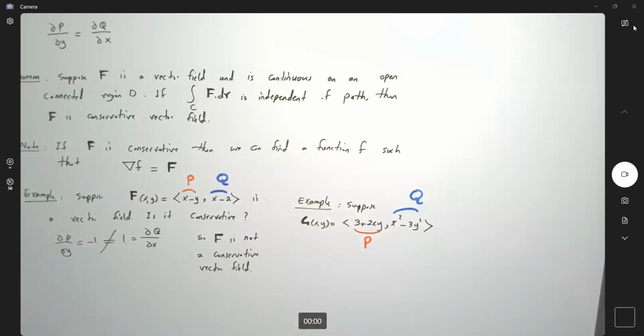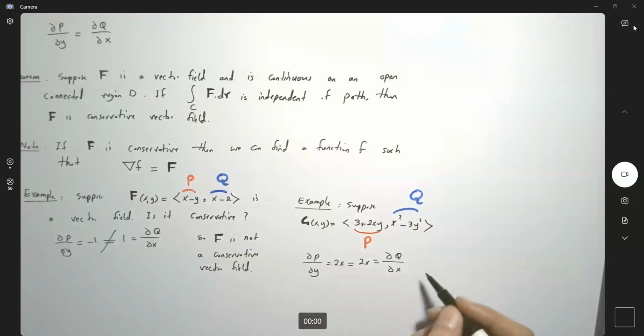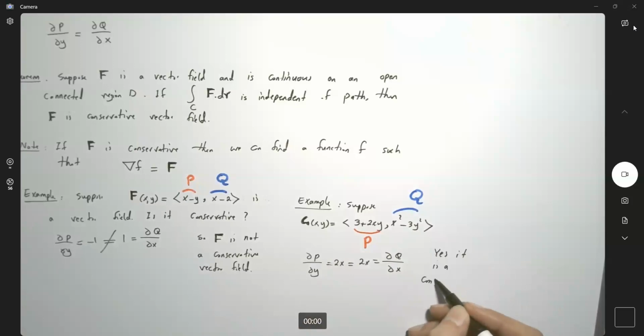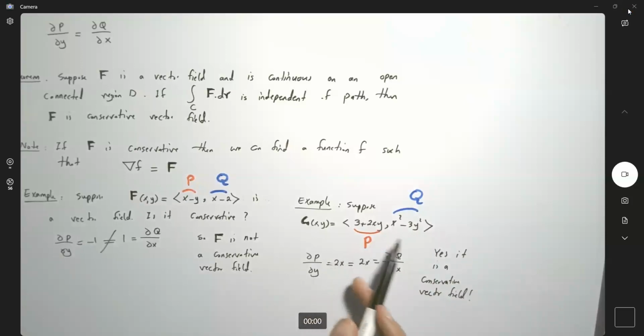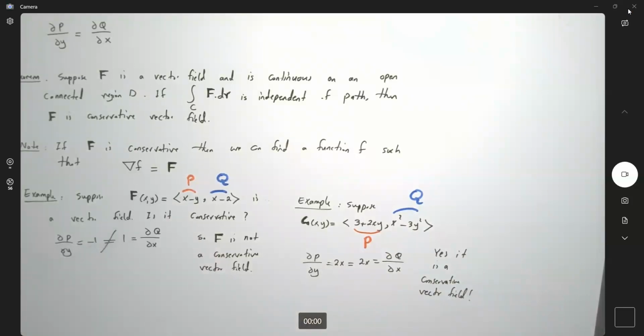Partial derivative of P with respect to y is going to be 2x. Partial derivative of Q with respect to x is also 2x. They are equal to each other, so we have a conservative vector field. So yes, it is a conservative vector field. Later on, I'll show you how to find the function f such that the gradient of f is equal to the vector field.